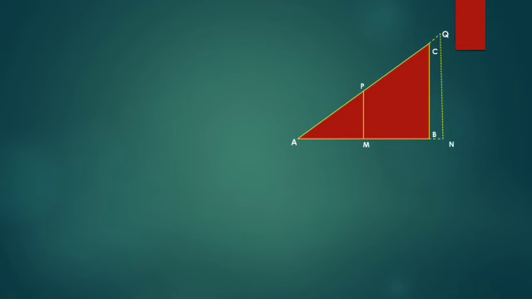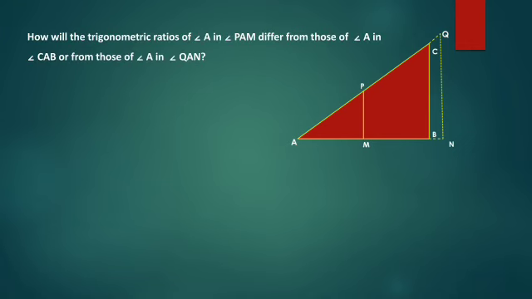Now take this triangle aside. We need to show that in triangles PAM, CAB and QAN, the trigonometric ratios of angle A in triangle PAM differ from those of angle A in triangle CAB or from those of angle A in triangle QAN.